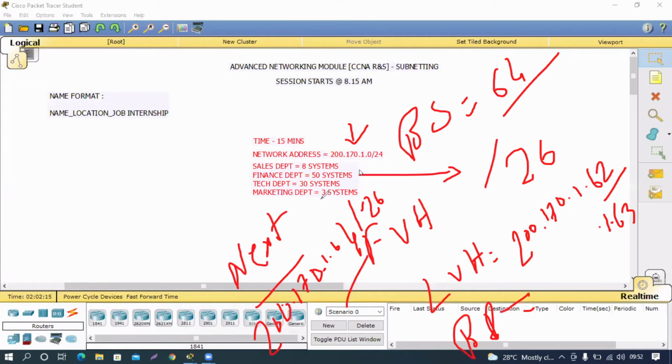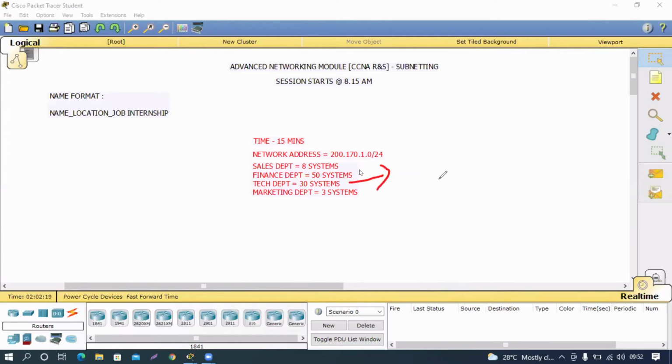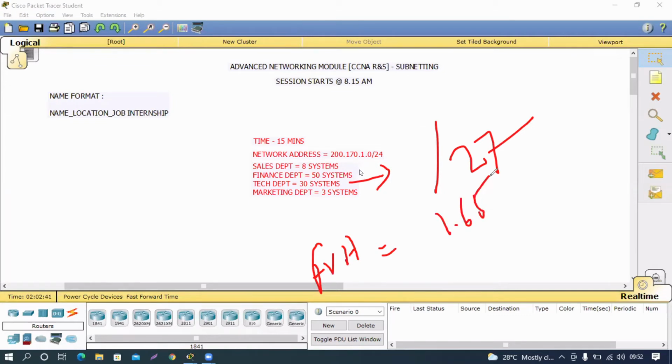Technical department, what exactly is the subnet mask you are taking? Slash 27. Your first valid host address will be 200.170.1.65 slash 27. Okay. Then your block size will be? Right now, sir, I'm doing it. I've done only the first ones.